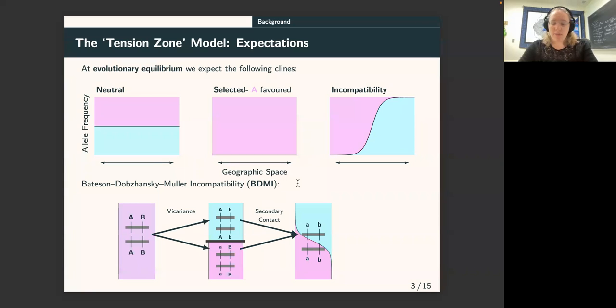But what I'm going to focus on today is a Bateson-Dobzhansky-Muller incompatibility. In case you're not familiar with this, the idea is that big A, big B homozygotes are fixed in the ancestral population, and then after vicariance, one of the populations fixes for the little b allele and the other fixes for the little a allele. When they come into secondary contact, the little a and the little b have never been found in combination with each other before, so hybrids with little a, little b genotypes can be disadvantageous. This is a form of negative epistasis.